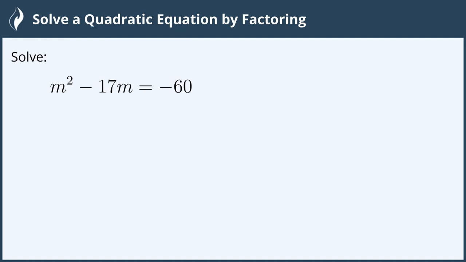Hi everyone! In this video we will solve a quadratic equation by factoring. Solve m squared minus 17m equals negative 60.